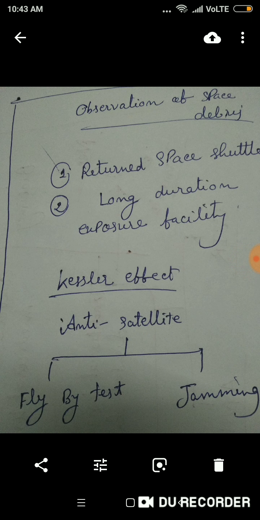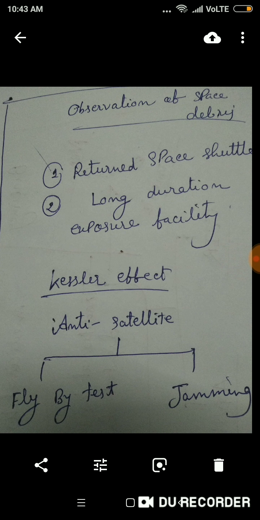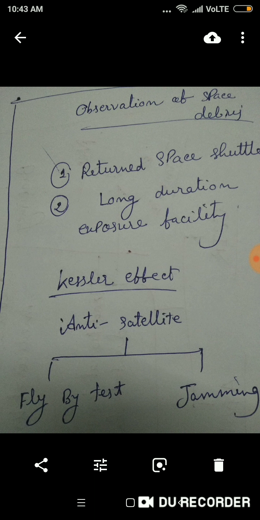For experiments on the moon and other space projects, NASA has created some observation methods. One such method is the return space shuttle. When a spacecraft is sent to space and returned, the scratches on the outer body of the spacecraft are examined, and from those scratches it is determined how much space debris conflict it has faced in space. Another is the Long Duration Exposure Facility.